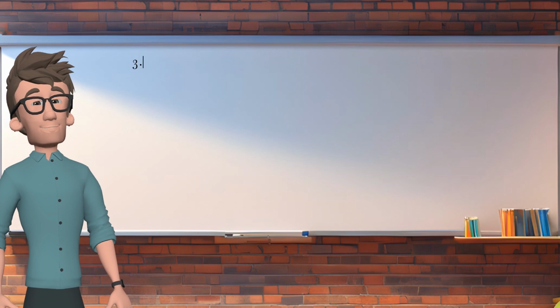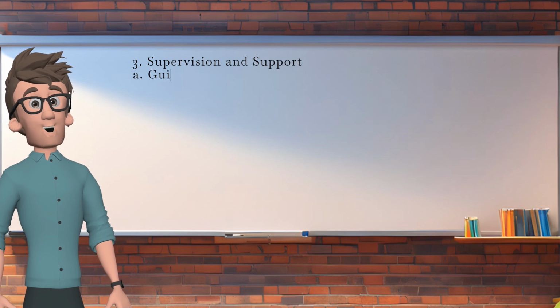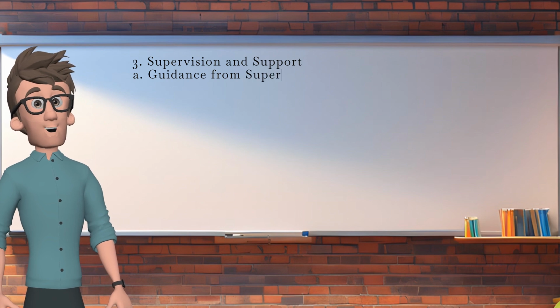3. Supervision and support. Effective supervision and support systems are vital for helping healthcare providers navigate ethical dilemmas and maintain professional integrity. Guidance from supervisors. Definition. Supervisors should offer regular oversight and feedback to ensure that ethical guidelines are followed. Example. Supervisors can conduct regular meetings to discuss ethical issues and provide advice on complex cases.